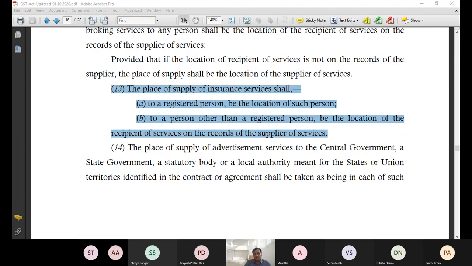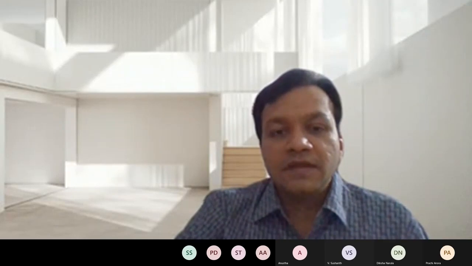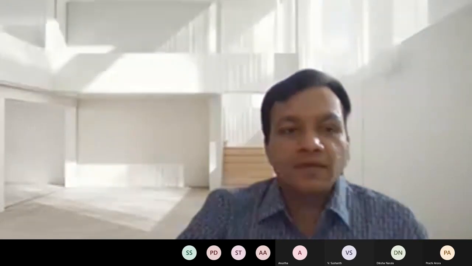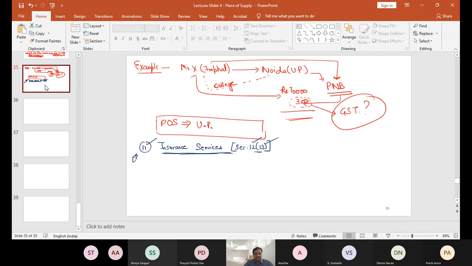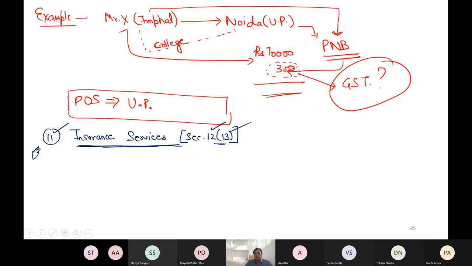Now again, let me share with you my notepad and let me assume some examples for you. One thing is sure: in case of insurance service, the answer depends upon the status of the recipient. Is the recipient registered or unregistered? So in this case, it depends whether the recipient is registered or unregistered.